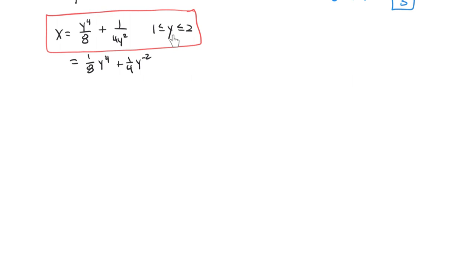All right, so let's see. I'm going to just kind of do some side work over here. So I'll say, all right, dx/dy. Okay, I'm going to take the derivative of this with the power rule, so the 4 comes down, so I get 4/8, or 1/2 y cubed. And then over here, the negative 2 comes down, so you get negative 2/4, which is negative 1/2. So you get minus 1/2 y to the negative 3.